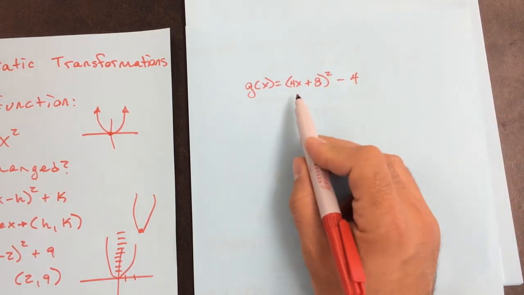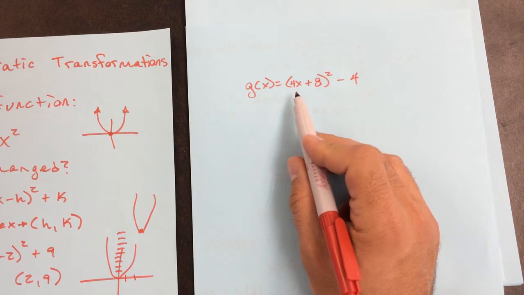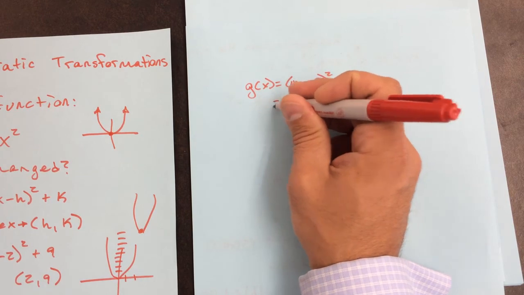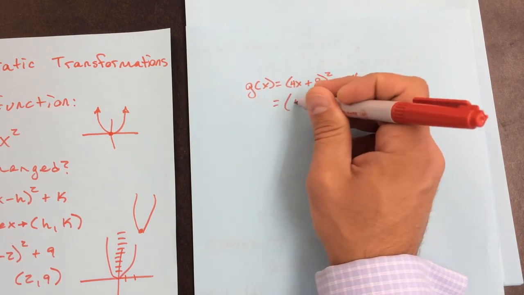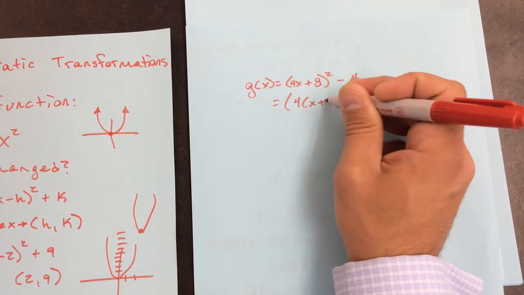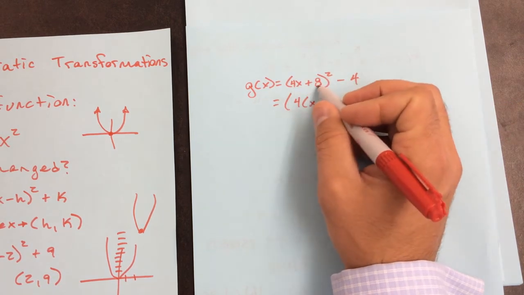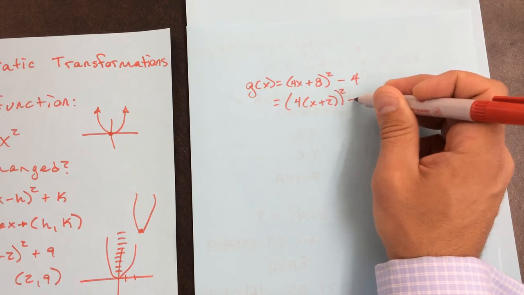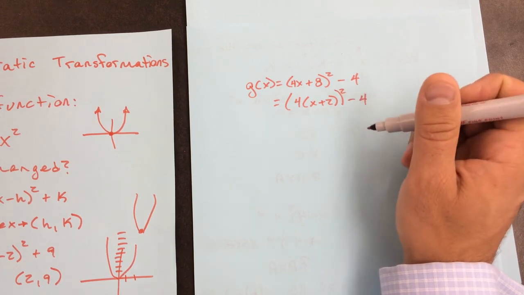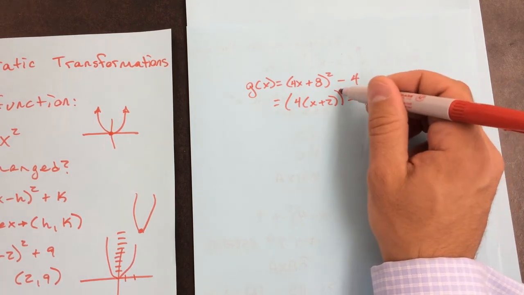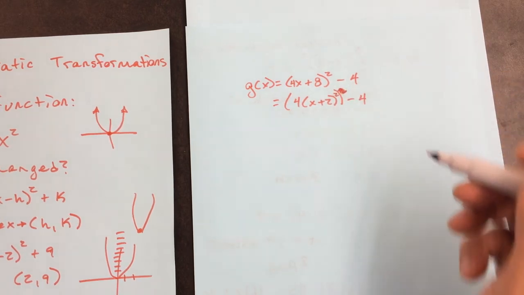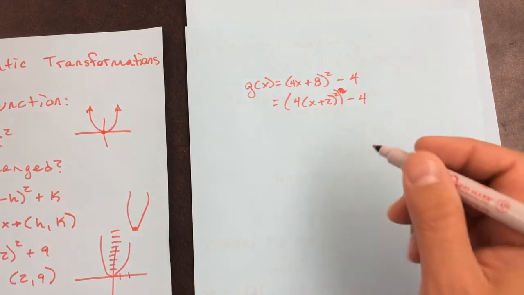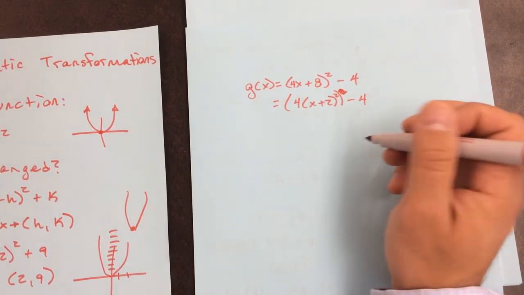It looks like I have a b value, but that's not my b yet because it's not factored out. So what I need to do is I actually need to factor this out. It's going to be 4 times (x plus 2). I divided this by 4 and this by 4. I put that squared in the wrong spot. I apologize. There we go. So now I know what my b value is, and I know what my h value is. If you don't factor it out, you're going to get the wrong h value.